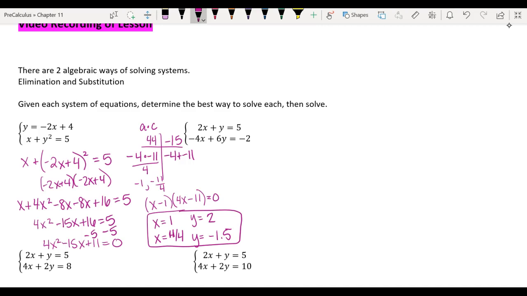So this is called elimination. You want to get them opposite of each other. So I'm going to times this one by 2. When I times that one by 2, I get 4x plus 2y equals 10. So that 2 goes to all parts of the problem. And then this is negative 4x plus 6y equals negative 2. I didn't multiply that second one by anything.